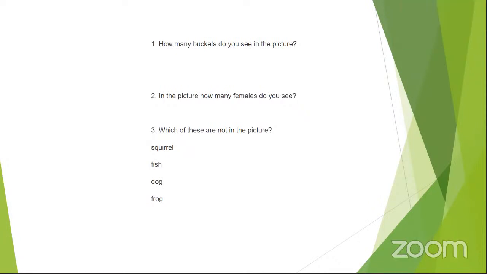Frog. Okay. Instead of frog, what other animal do you see? Dog. Fish. Squirrel. Deer. Dog and birds. Cat. Deer. Birds. What is the color that you see for the deer in this picture?